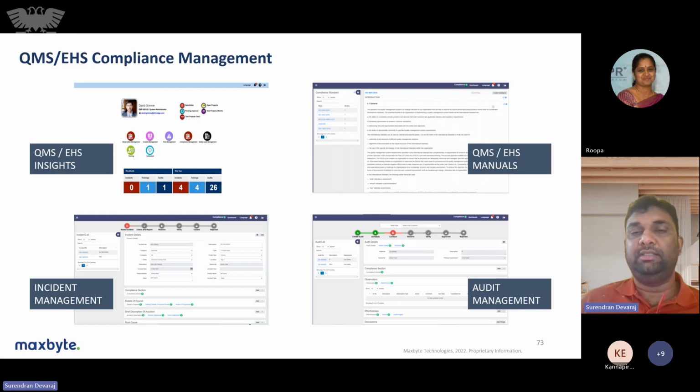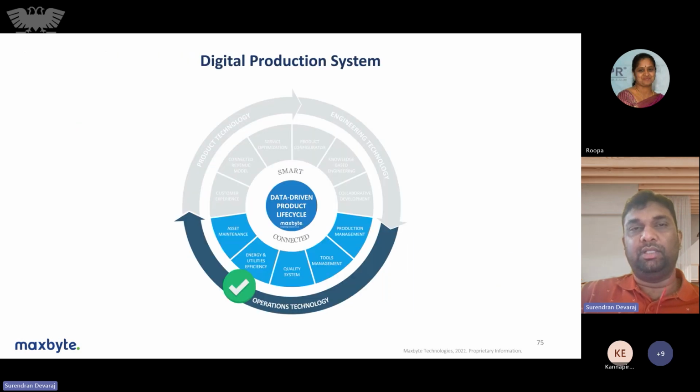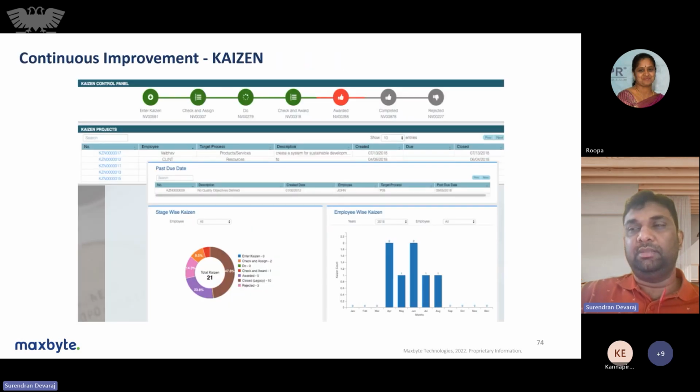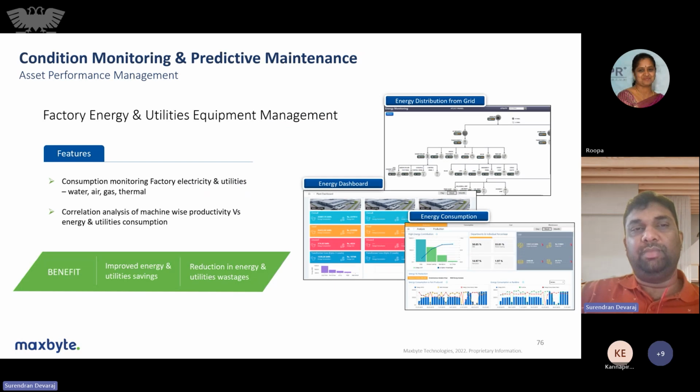so that our complete quality system is up and running, and that particular data will again be used by the quality team to further optimize the process as well as the supply chain. So the continuous improvements in terms of case, how that also can be brought in. So these are some of the areas in terms of quality, that how the quality data can help us in further optimizing the system. Similarly, as I said, one of the major areas is on the utilities and energy side.